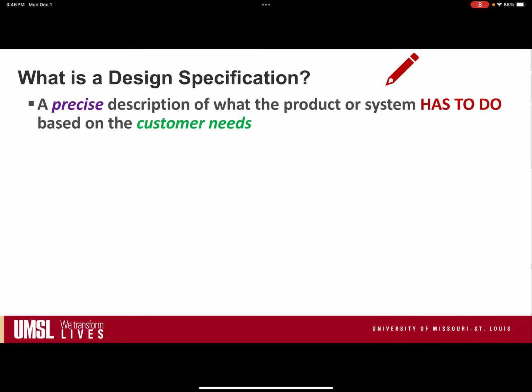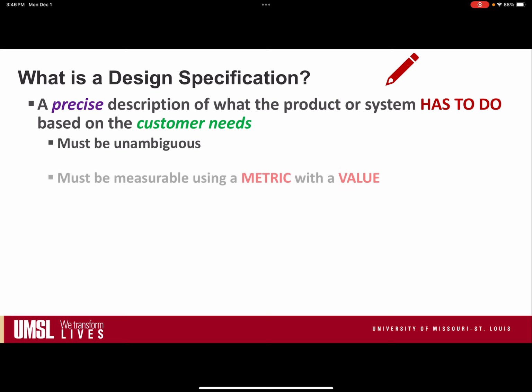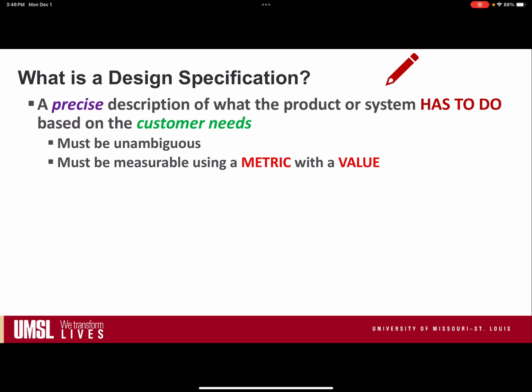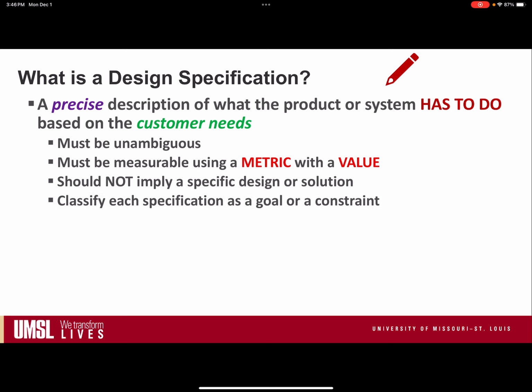We want a precise description of what the product needs to do or has to do. We want to make sure it's unambiguous, and we want to make sure it has metrics and values. So this is what makes the specification different from the customer needs. The specs have a metric and a value associated with them, so we can evaluate our design to see if it has met the specs or not. It should talk about what it can do, not the solution.